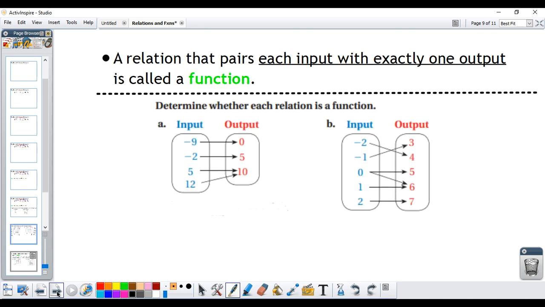Now, a function is a special kind of relation. A function is a relation that pairs each input with exactly one output. So we're going to look at the mapping diagram to determine if we have a function or not. When I look at mapping diagram A, I have one input going to one output. So each of these x values only has one y value. So this is a function.